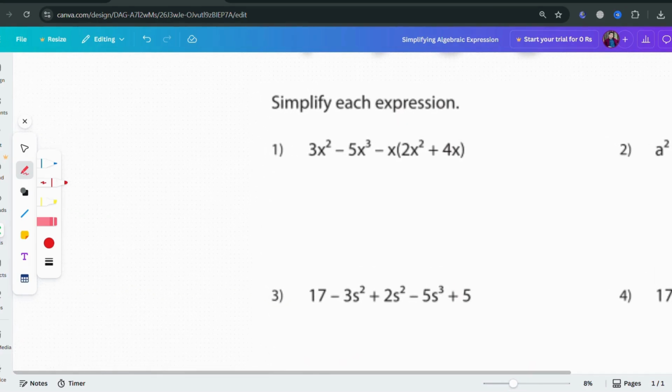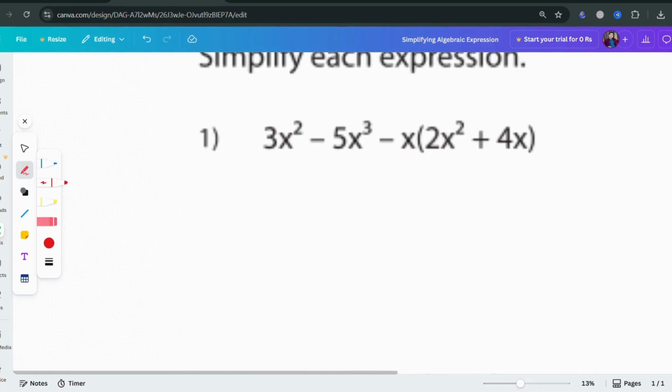This is 3x squared minus 5x cubed minus x parentheses 2x squared plus 4x. I will start by distributing x. So here I have 5x cubed minus x multiplied by 2x squared, that is equivalent to 2x to the power of 3 plus 4. Actually, this is the minus sign over here, right? This minus sign will make this positive sign a negative sign because we are distributing it. So it will become minus 4x squared.